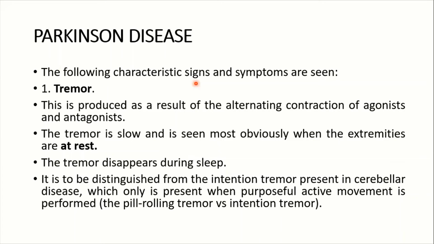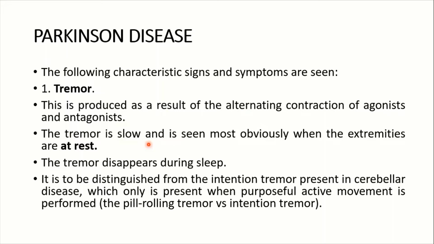The following characteristic signs and symptoms are seen. I'm giving you a detailed account of the Parkinson disease. First of all, is the typical tremor, also known as the pill rolling tremor of the Parkinson disease, and we have to compare this tremor with the intention tremor seen in cerebellar disease. So tremor is produced as a result of the alternating contraction of agonists and antagonists, right? So simultaneously an agonist is contracting, and at the same time antagonists are also contracting at a particular place.